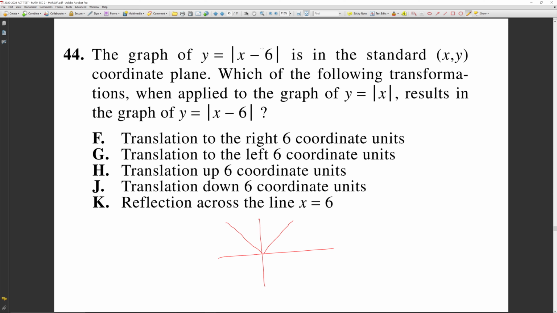And then since we have to subtract 6 out here, when I have a value of 6, 6 minus 6 gets me to 0. So I move the graph to the right. If this is my value of 6 here, what ended up happening is now I have this. So the graph moved this way. So F, translation to the right 6 coordinate units. That's exactly right. The answer is F. So in reality, this is a 20-second problem.